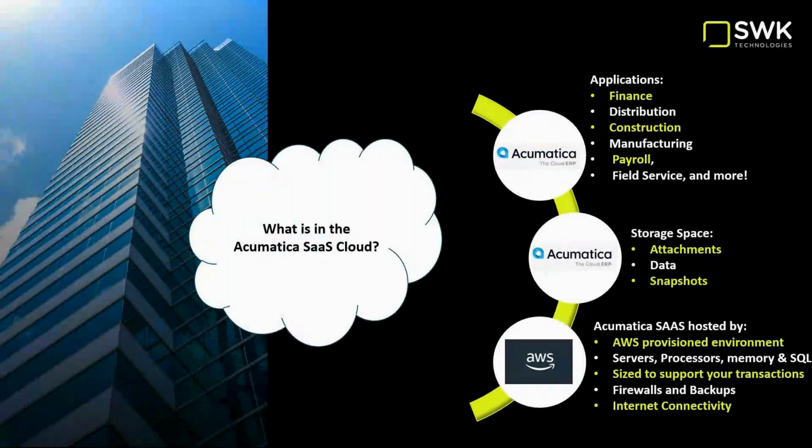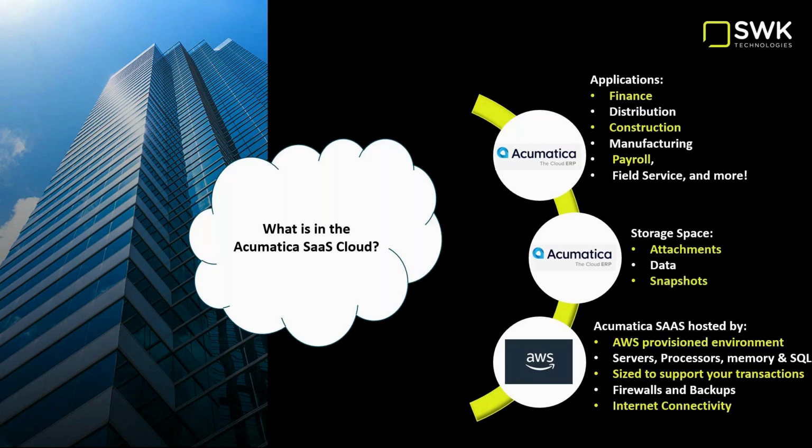All right. So what is actually in the Acumatica SaaS Cloud? We're drilling in just a little bit more here. We do have the financial applications, distribution, construction. That's all the user interface software. Within that software application, we need to store data, we need to store attachments, and there's a feature in Acumatica called snapshots. That takes up space. So the third thing in the Acumatica SaaS Cloud is all the infrastructure that supports the storage, the space, and the application. That's everything that Acumatica is provisioning in the AWS environment.